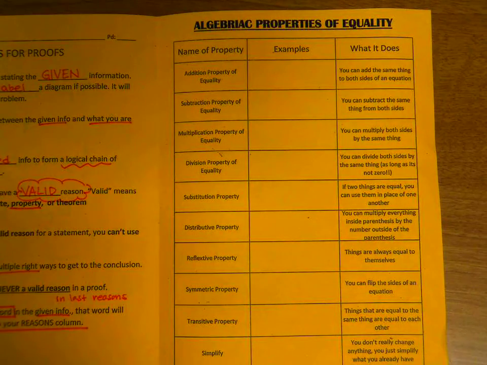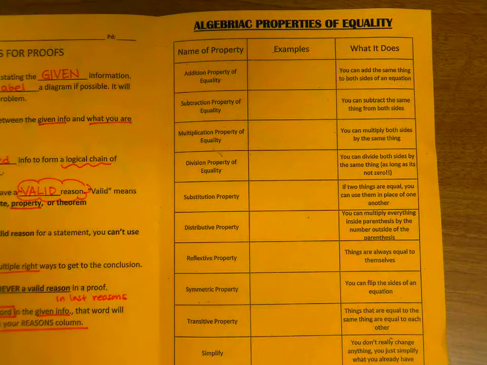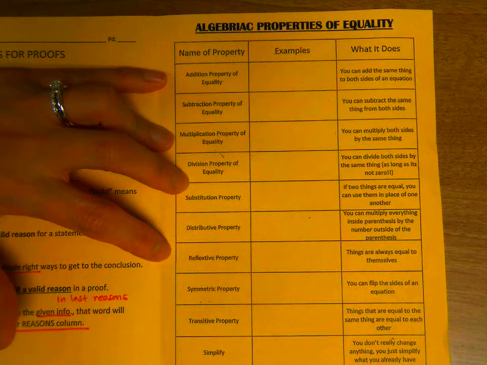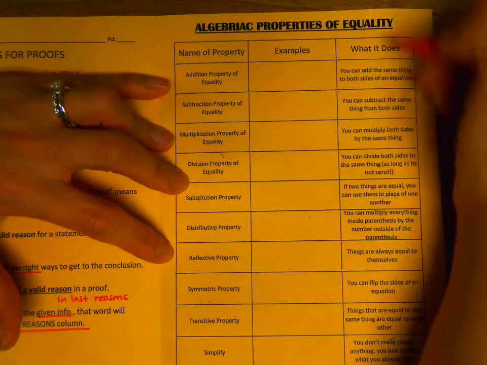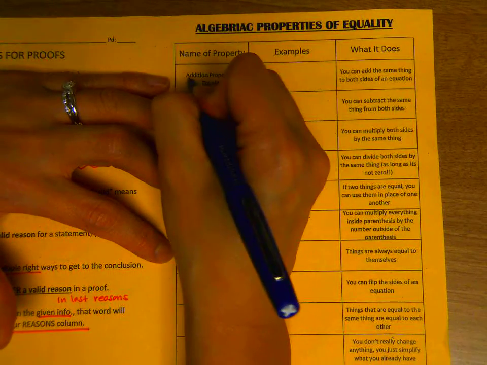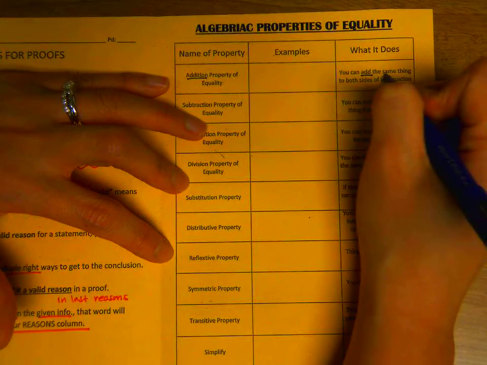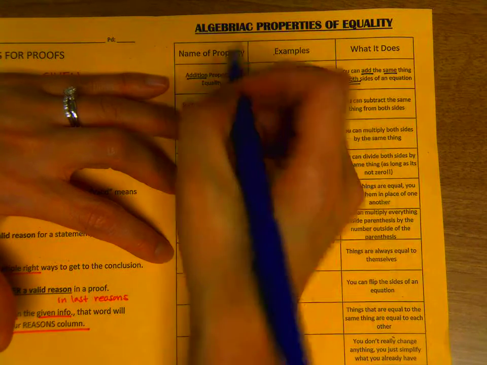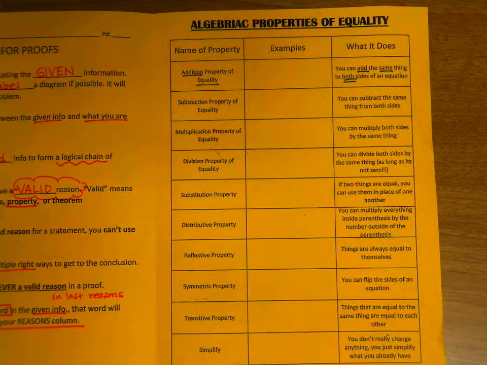I'm sure you've been seeing those properties: addition, subtraction, multiplication, division, substitution, and distributive properties. These are not new, we just have a fancy word for them as we prove algebraic proofs. What it does is we have a description on the corner, and I'm going to give you examples in the middle. Addition property is when you add the same number or same thing on both sides. Not just that, you have to add on both sides. That's why we call it equality. Equal means adding, subtracting, multiplying the same amount or quantity on both sides.